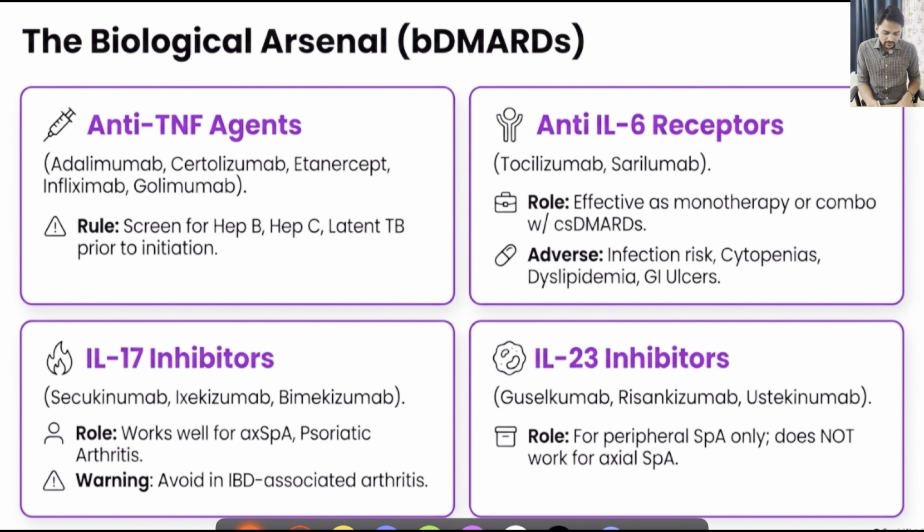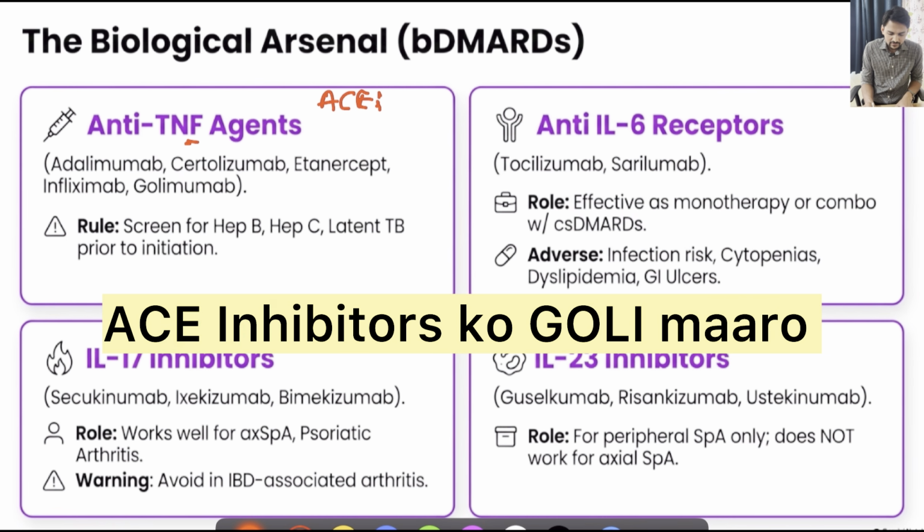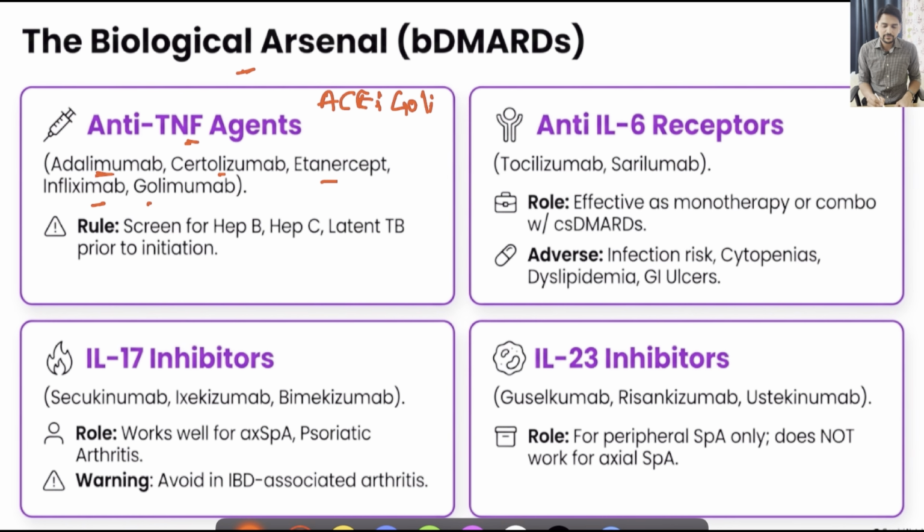Coming to the biological DMARDs, mainly anti-TNF agents, which can be remembered using the famous mnemonic, that is ACE inhibitors ko goli maru. So A stands for adalimumab, C for certolizumab, etanercept, infliximab and golimumab. But whenever you are thinking of biological DMARDs, always screen for infections like hepatitis B, hepatitis C, and look for latent TB using tuberculin skin test or IGRA. If it is positive, we have to treat latent TB for 1 month before initiation of these biological agents.